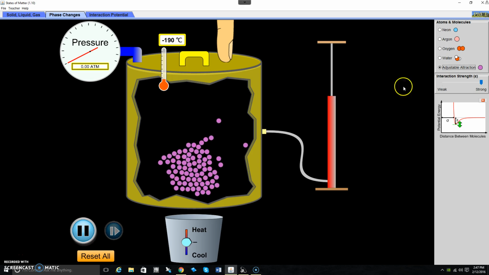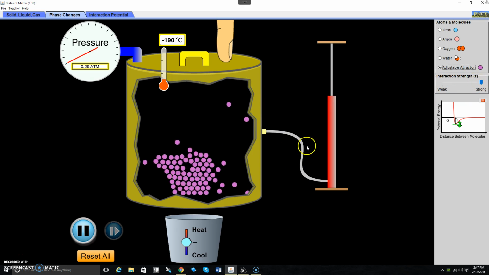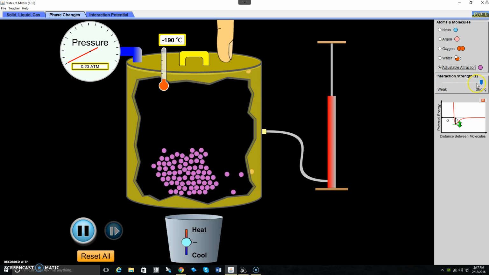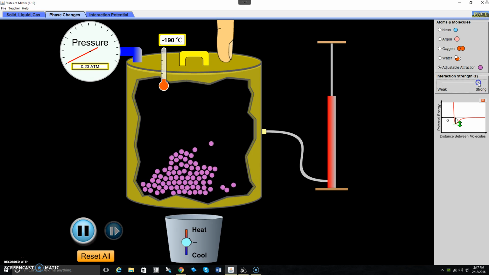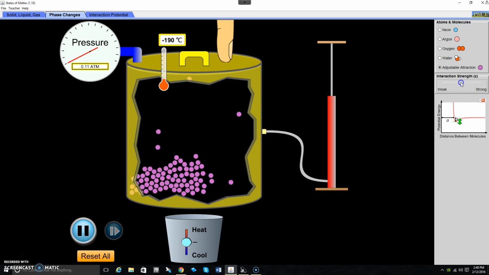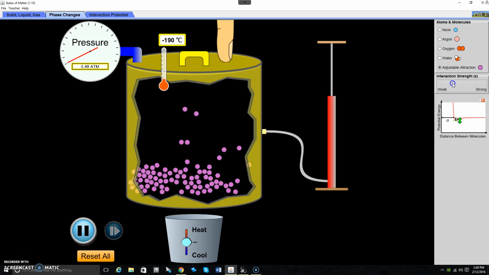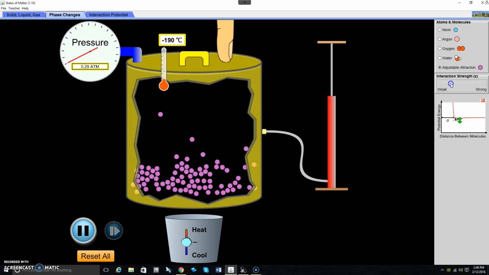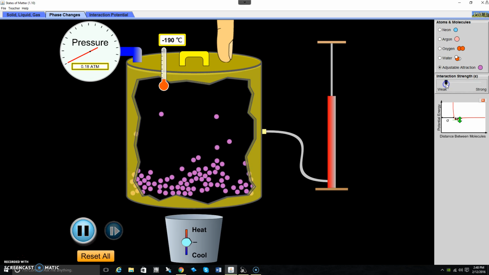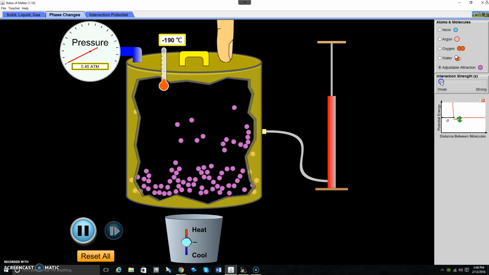And in this last little bit, we can adjust the interaction strength between these atoms or molecules by sliding this bar. And what we see is that as we decrease interaction strength, the pressure will increase, which indicates that more and more of the atoms or molecules are entering the liquid and then subsequently the gas phase.